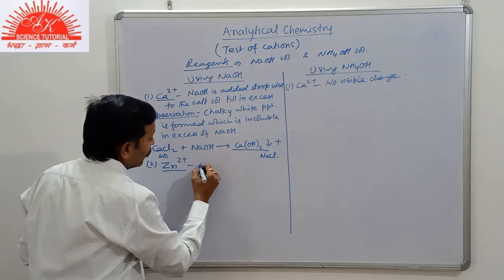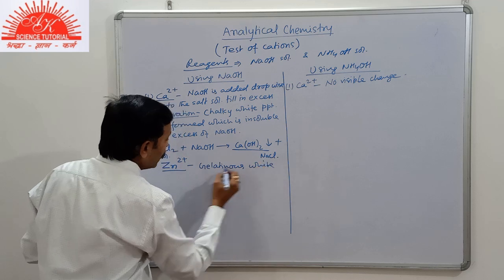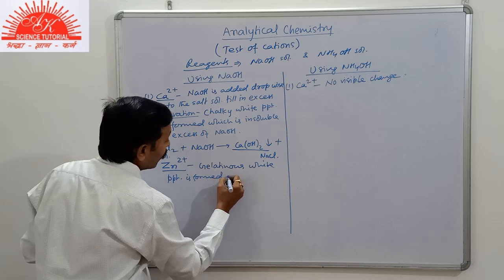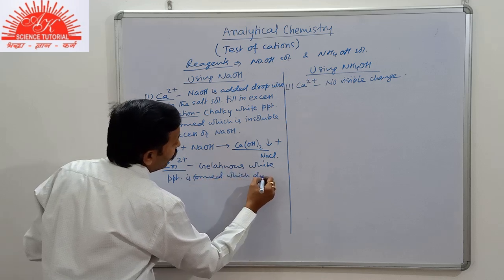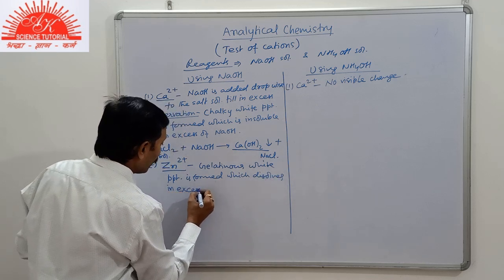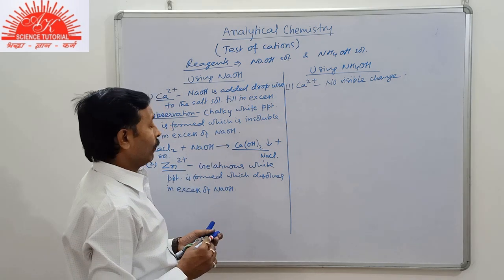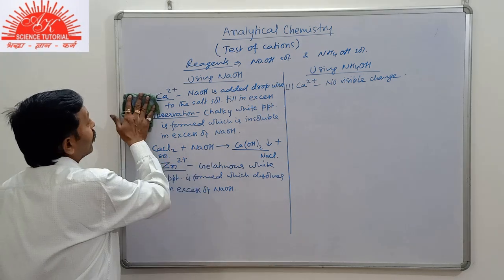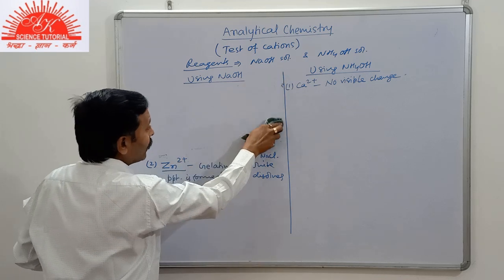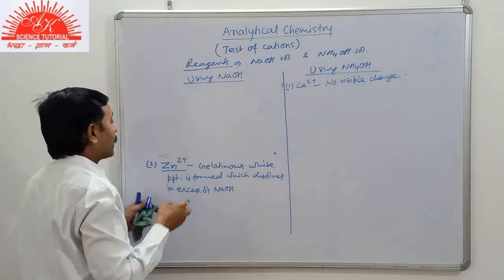For the zinc, gelatinous white precipitate is formed which dissolves in excess of NaOH. Now, how will it proceed? In this case, you see that when we use zinc salt, then gelatinous white precipitate is formed.